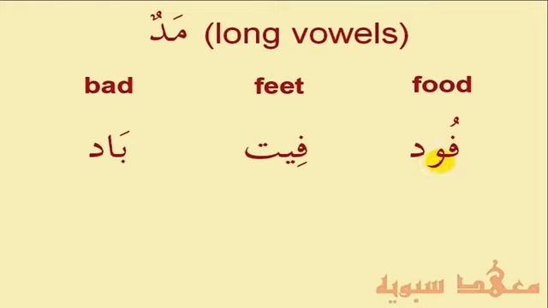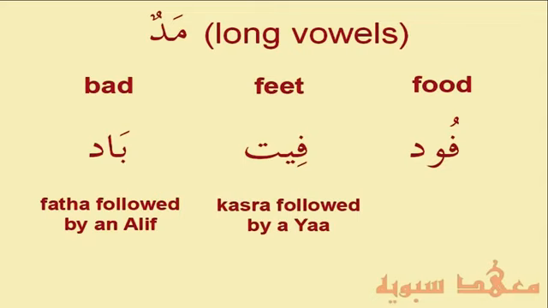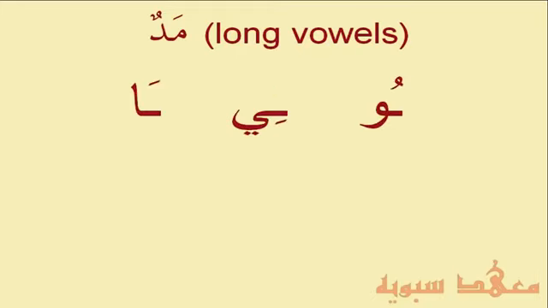So we'll come to know that the long vowels are created in these three following ways: a fatha followed by the alif, a kasra followed by a ya, and a dhamma followed by a waw. So they represent the three long vowels. Inshallah, we'll go through some words to see how the long vowels are pronounced.